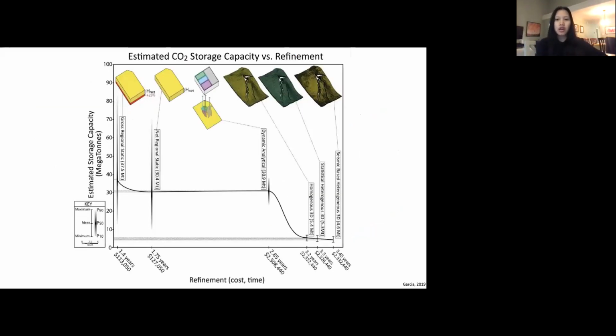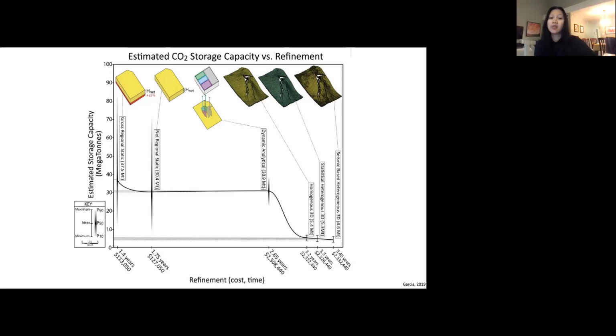There's a study from one of my colleagues from UT Austin. There is a relationship between how detailed your modeling is and your estimated storage capacity and your refinement. At a glance, it sounds like a bad thing that the more detailed your modeling is, the less estimated storage capacity you get.